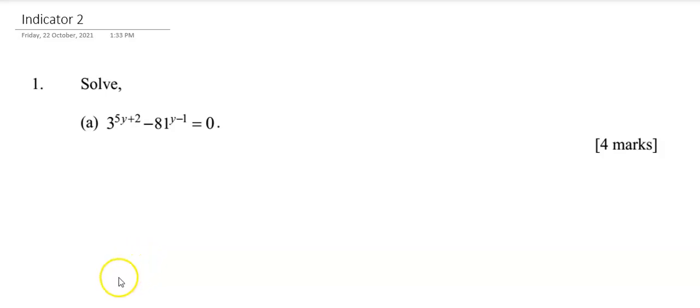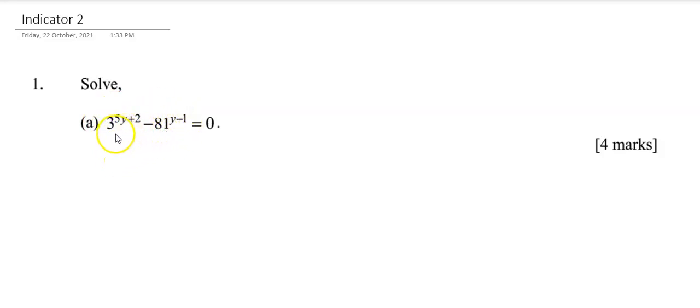Hello everyone, this is the video that shows you the solution of the indicator 2 in the program Shine Your Maths. Let's look at question 1, and this question is given 4 marks. This question is about indices. So how do we solve for y?